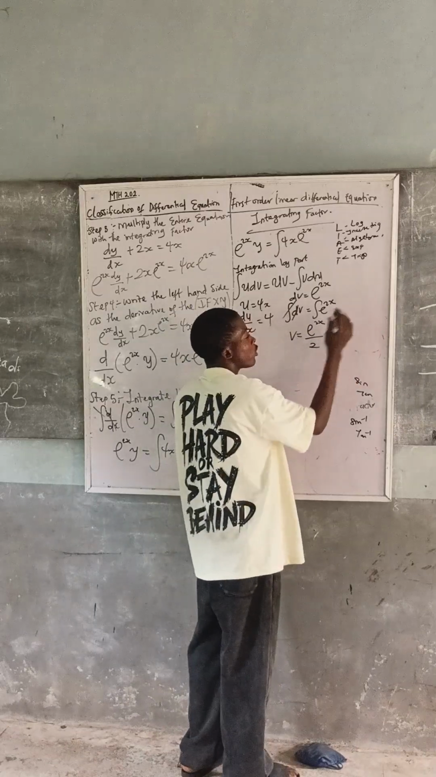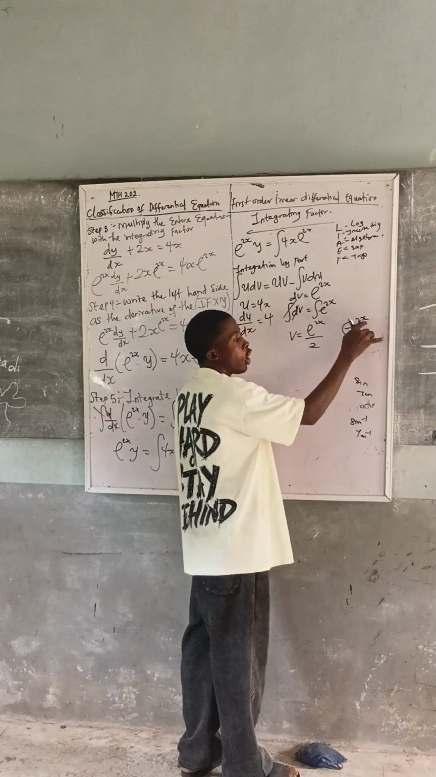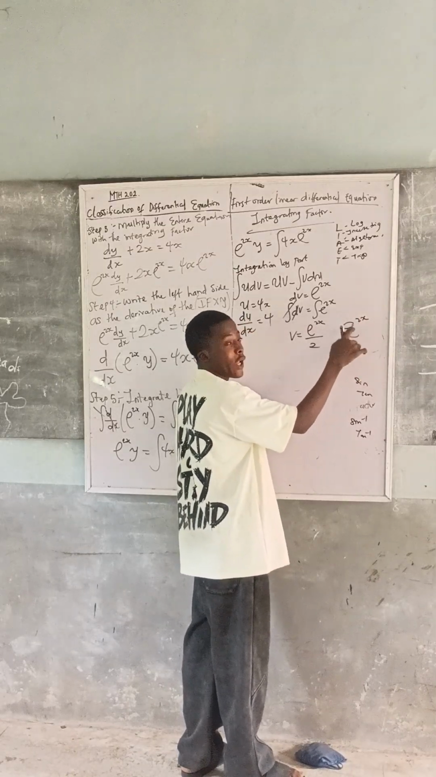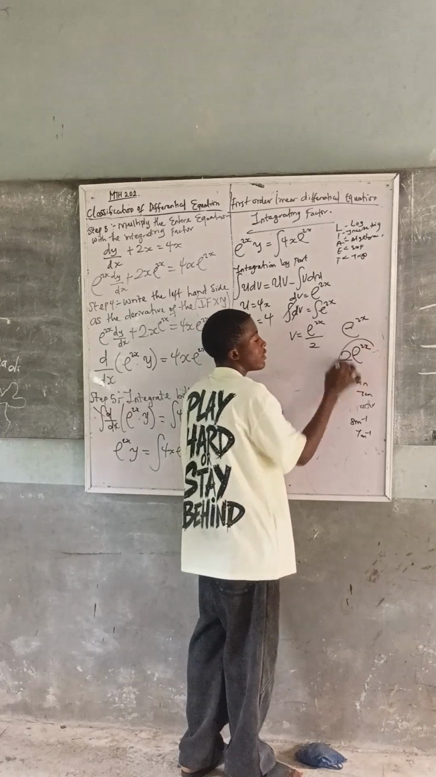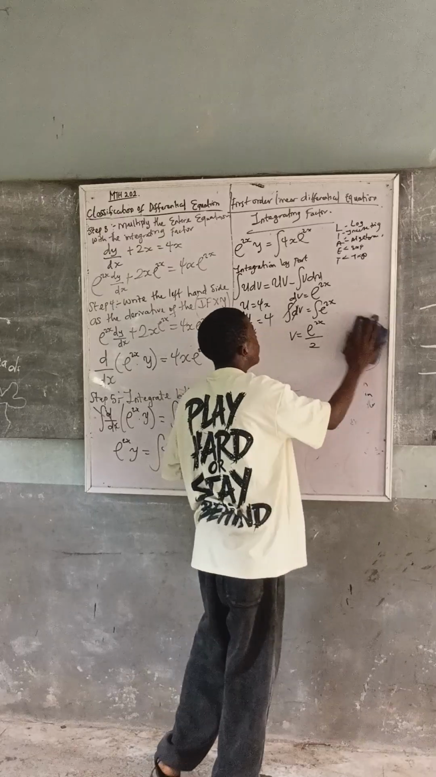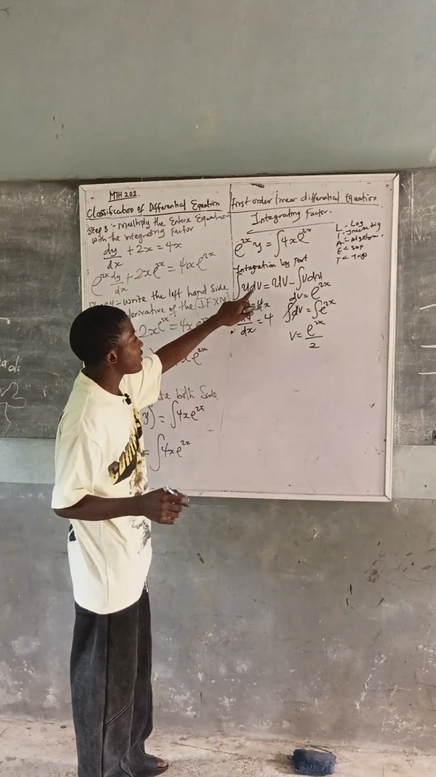But if they ask you to differentiate exponential 2x, just take the coefficient of this x, which is 2. 2 multiplied by, put your expression back, exponential 2x. That's for differentiation. That's the short way of solving it. Now, let's put them into our question.